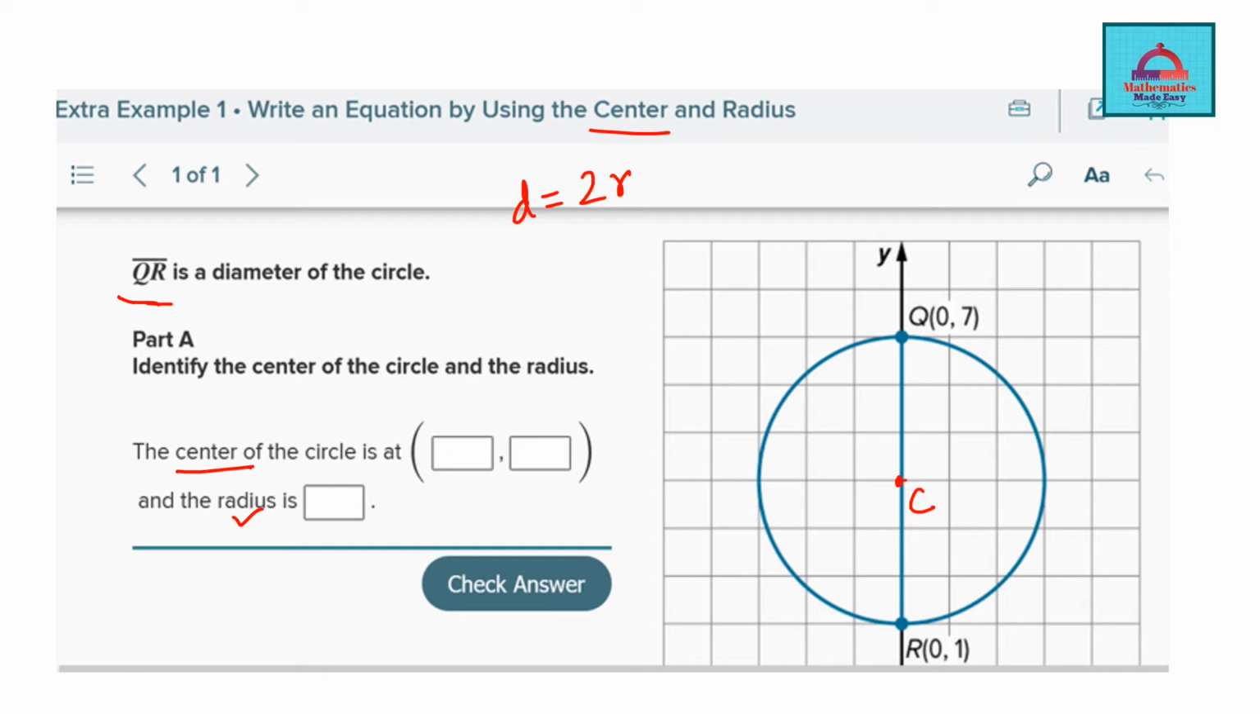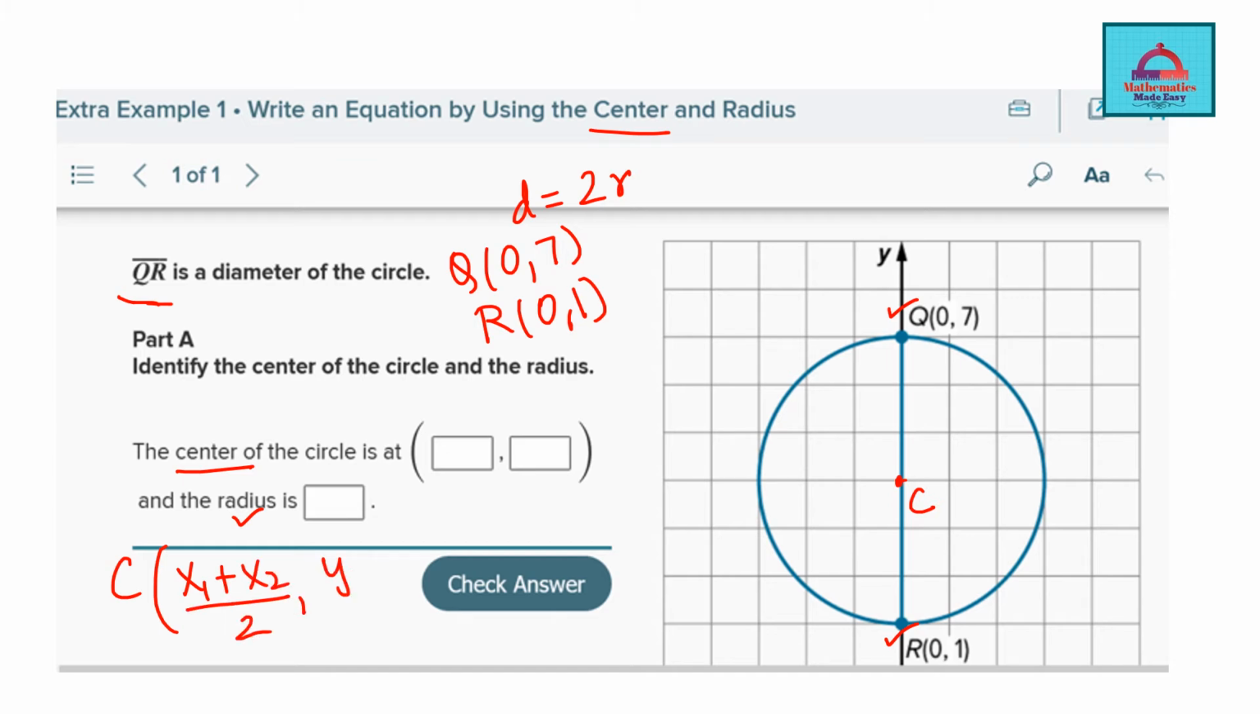So we could say that the coordinates of the center you can get by applying the midpoint formula to get the middle number here for Q and R. So if your Q, let's write the value, is 0, 7, and your R coordinates are 0, 1, then the coordinates of the middle point or the center will be, this is the formula, let me give you the midpoint formula first. You just add them and divide by 2.